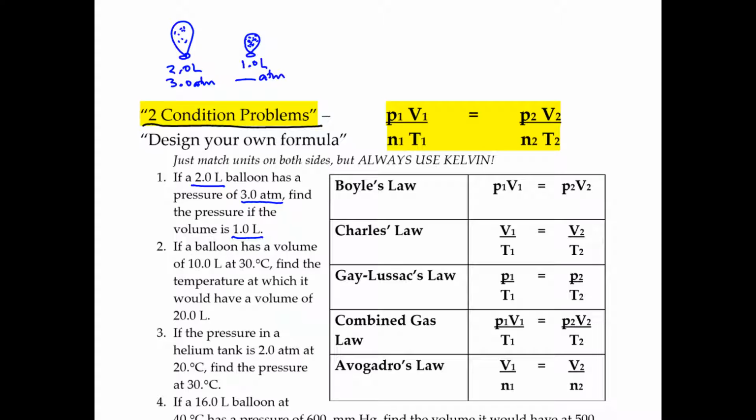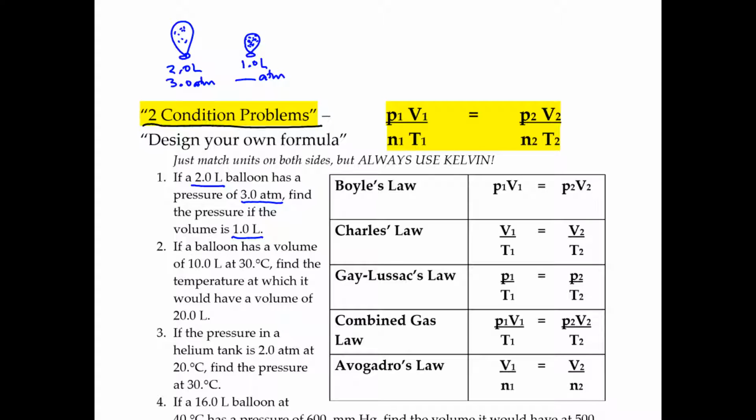So what we're going to do is design our formula with this general equation right here, PV over NT equals PV over NT. So pressure, volume, moles, and temperature in the first condition is going to equal pressure, volume, moles, and temperature in the second condition. So let's pick out what we're changing. We're changing the pressure, we're changing the volume, we're not changing the moles, and we're not changing the temperature.